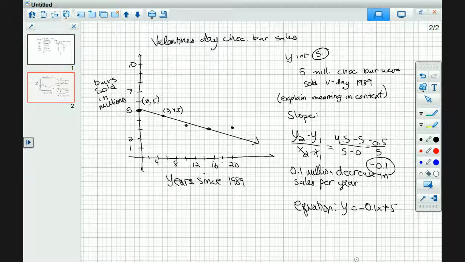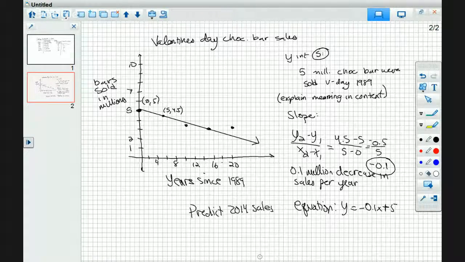One more item. Predict 2014 sales. We're not done yet. We'll be done about 3 minutes. Okay, so predict 2014 sales.